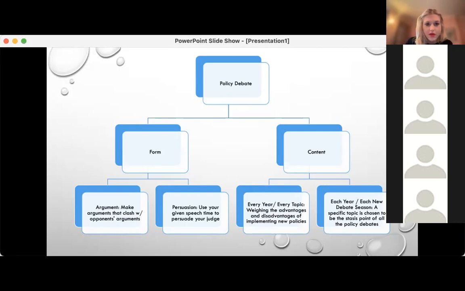So that's the visualization of the form versus content distinction that Darcell had mentioned yesterday in the Intro to Policy Debate lecture. Any questions on that?